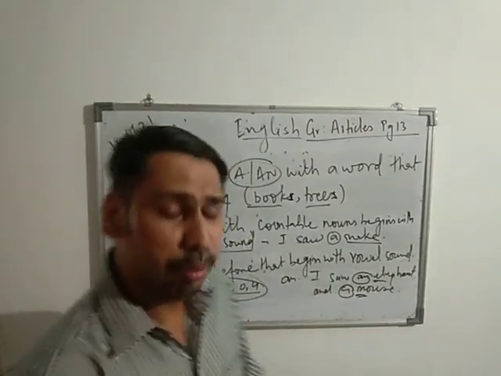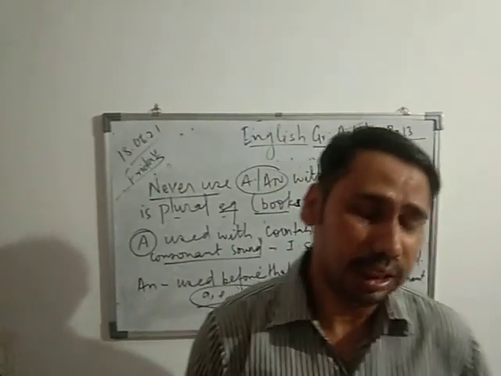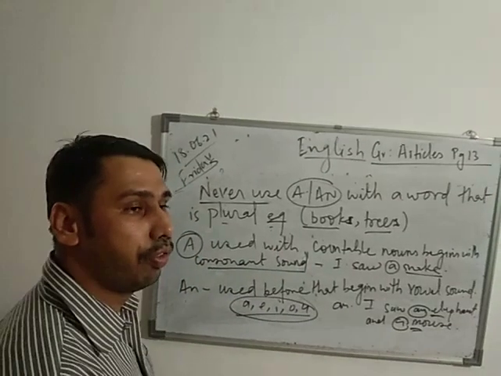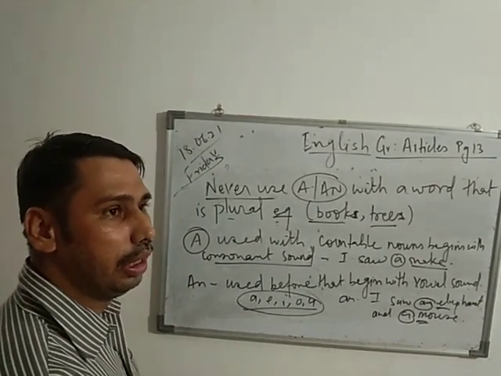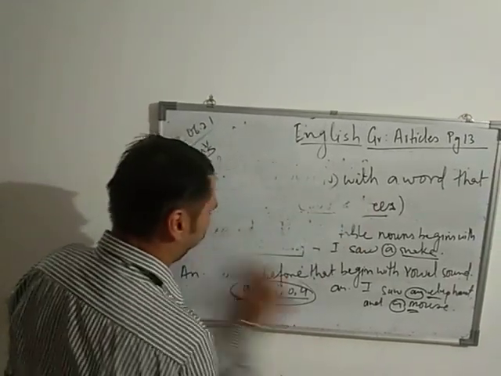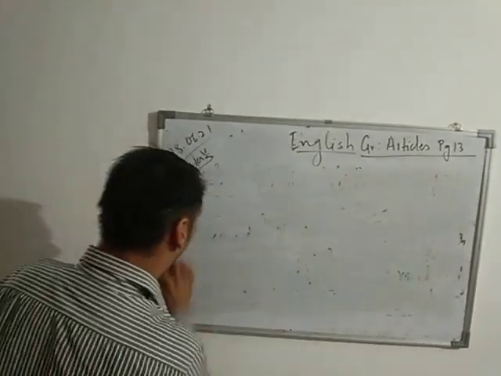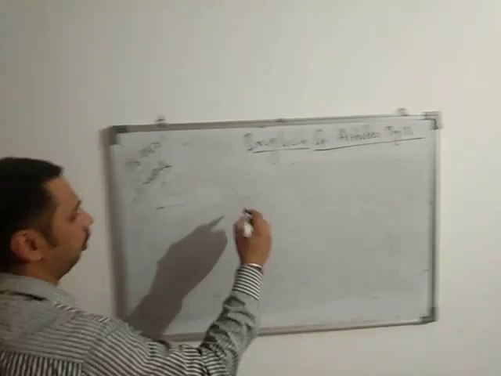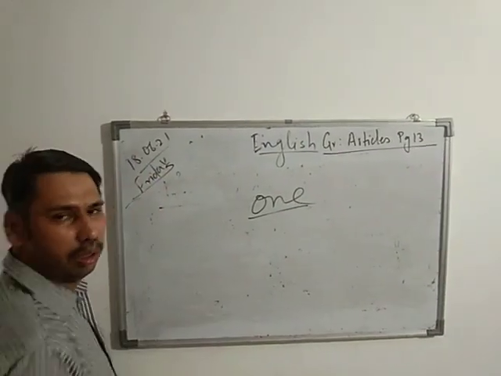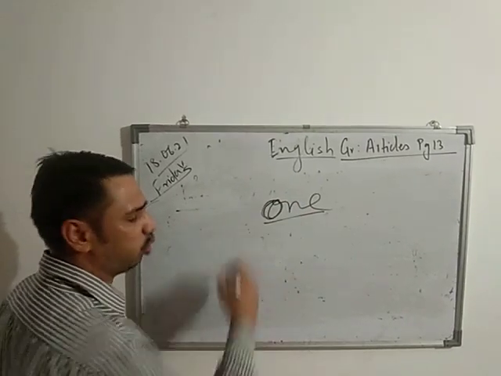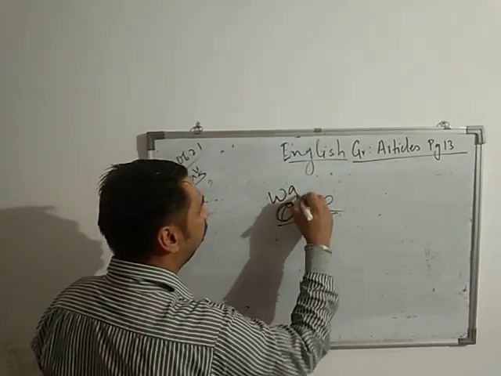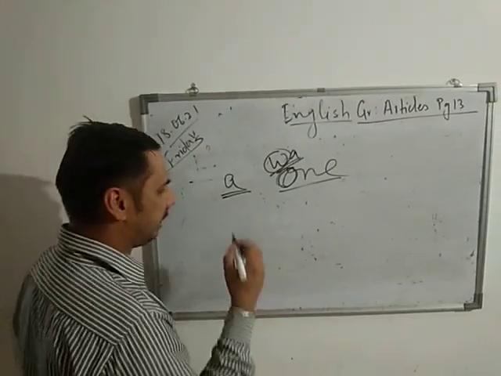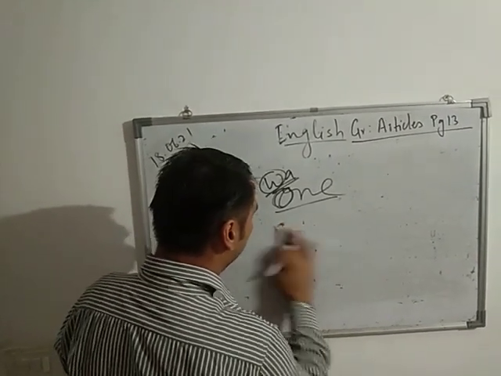Remember, one more thing. There are some words that have the sound of a vowel but use a consonant in spelling. I'll just show you one example. You have to be very particular with the sound. As I told you, the sound is important, not the spelling. If I say one, what is one? I might take O as a vowel, but no, it sounds like wow, so W is my consonant.